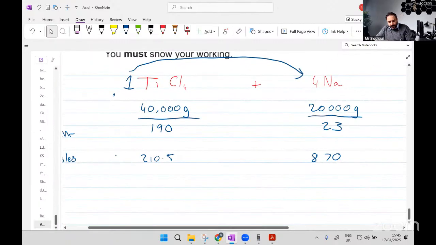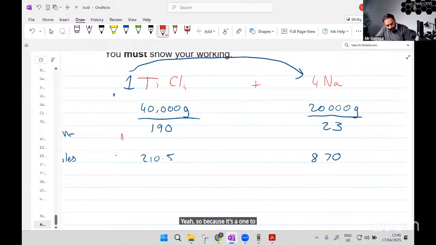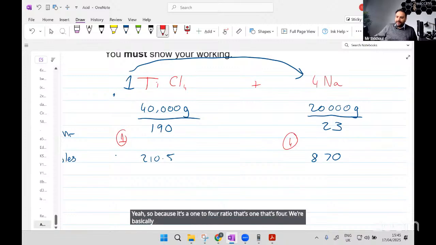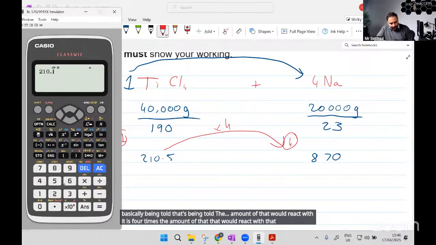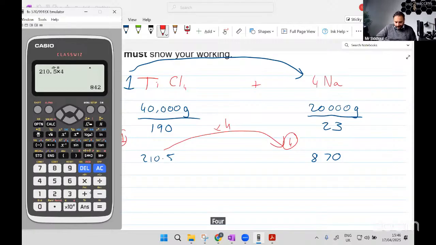Yeah, so because it's a 1:4 ratio, that's 1, that's 4, we're basically being told that the amount of that which would react with it is 4 times the amount of that which would react with that. So 210.5 times 4 is 842.